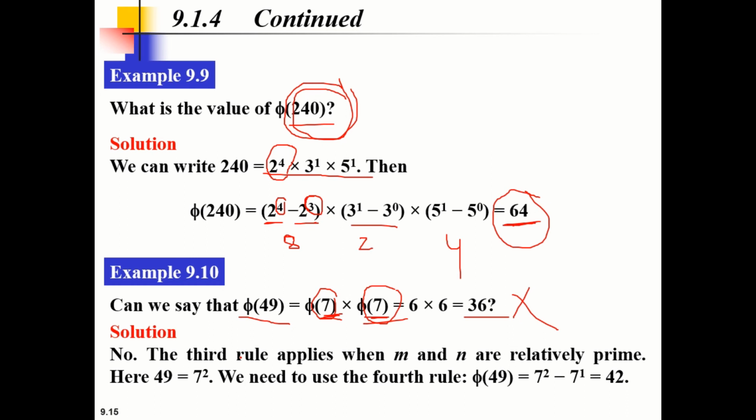Okay, so we will go with the another rule, right? So we will be representing it as the power of primes. Okay, we can write this 49 as 7 raised to 2 and then the fourth rule applies over here. So 7 raised to 2 minus 7 raised to 1 will give you 42, right? So this is how we use these rules to find out the number of primes which are smaller and relatively prime.